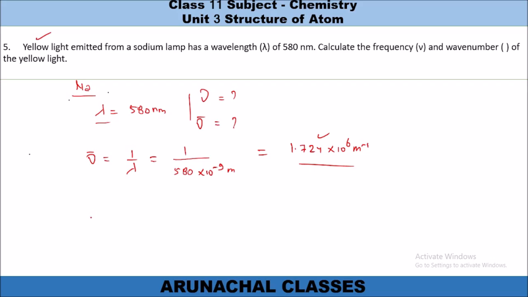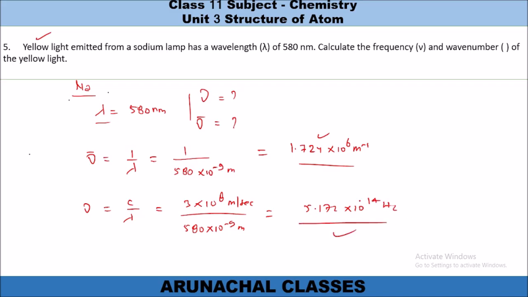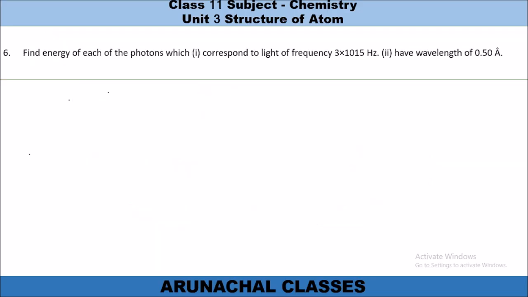Similarly, we can find the frequency. We know that nu is equal to c upon lambda. c is the speed of light, that is 3 into 10 power 8 meter per second. Lambda is already given, 580 multiplied by 10 power minus 9 meter. Now if I solve this, it will be 5.172 into 10 power 14 hertz or cycles per second. That will be the frequency. So in this way we will solve this question. We can go to the next question now.